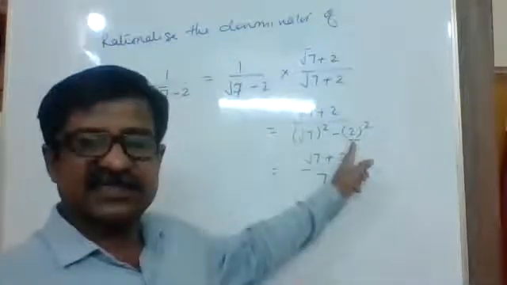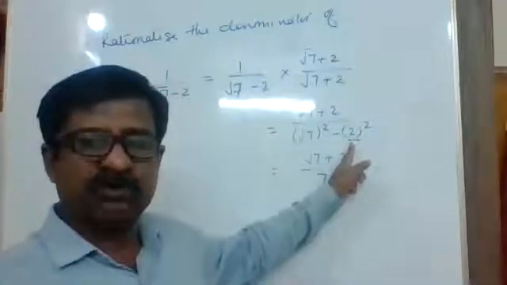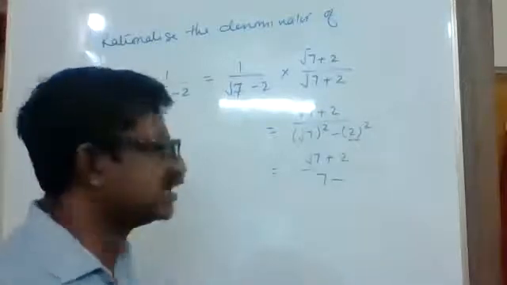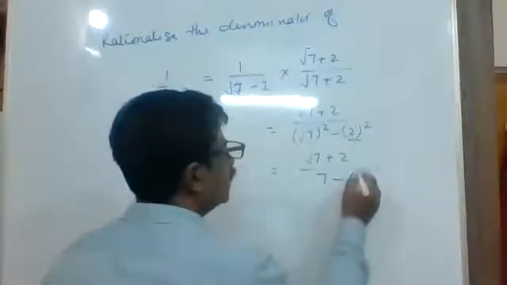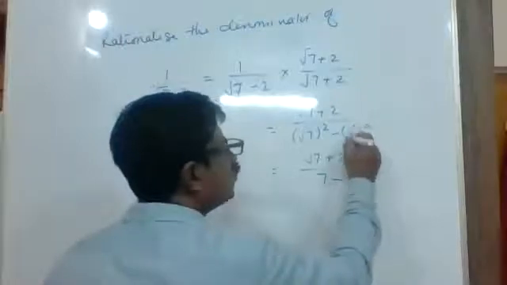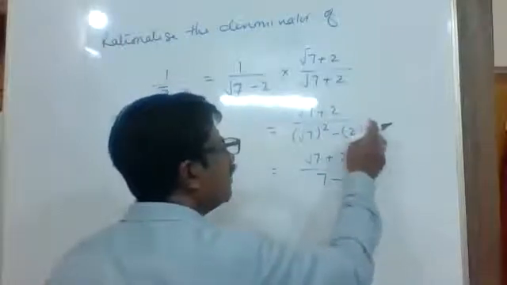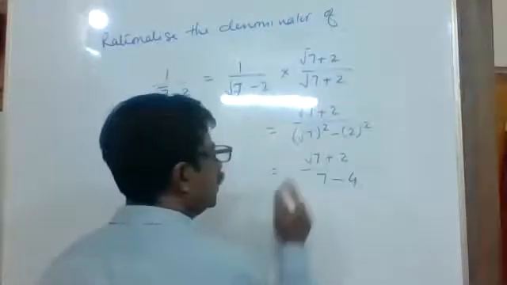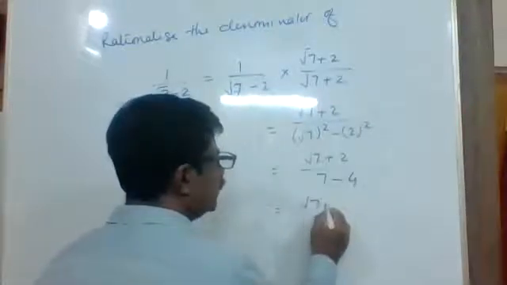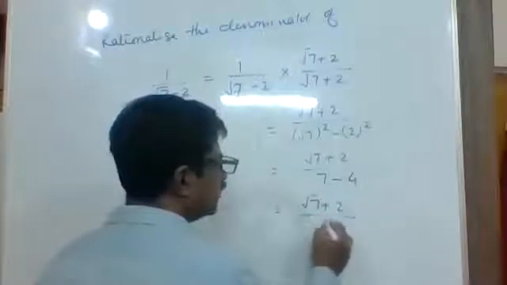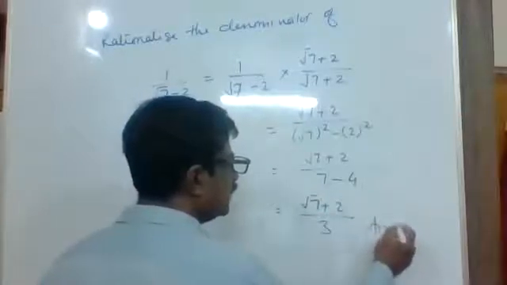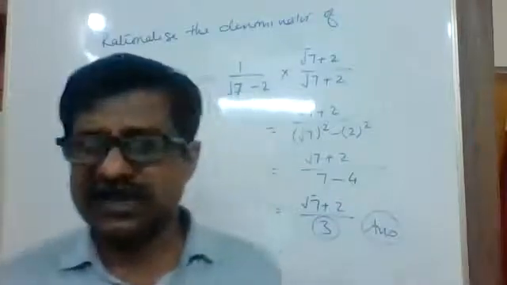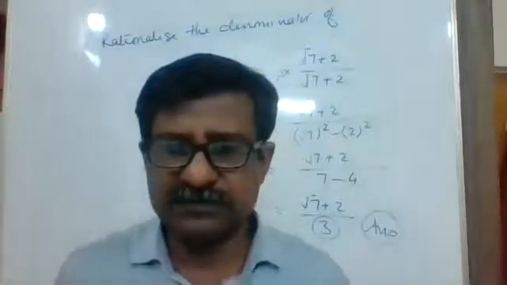But not in this case. Here it is not given root 2. It is given only 2. Therefore, the square of 2 has to be taken. And the square of 2 is 4. If there were a root sign, root 2 whole square, then we would have written only 2. But here this is 2. It is not root 2. Therefore, it becomes root 7 plus 2 upon 7 minus 4 is 3. That's the answer. This is the denominator which we have made a rational number.